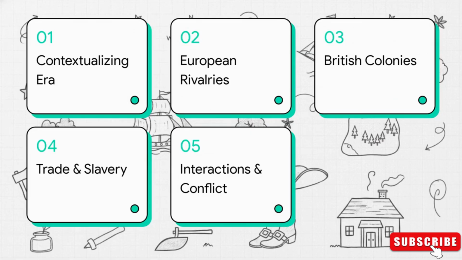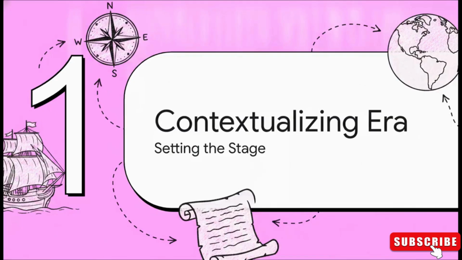Okay, here is our roadmap for today. We're going to look at contextualizing colonial America, European goals and rivalries, the regions of the British colonies, trade and colonial slavery, and finally cultural interactions and conflicts. Let's dive right into Section 1, Contextualizing Colonial America.